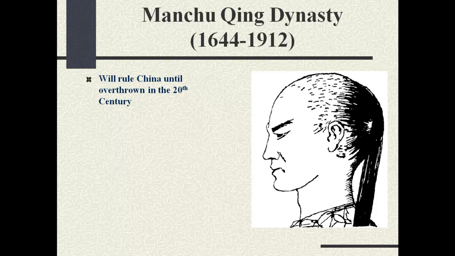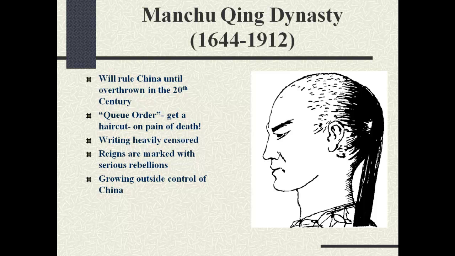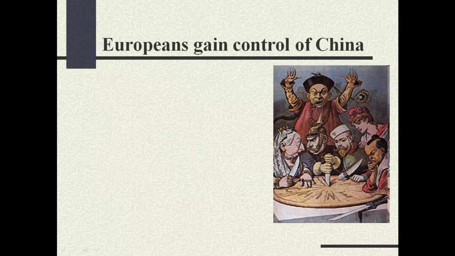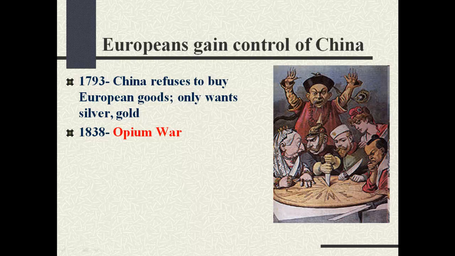They will rule China until overthrown in the 20th century. The Queue Order: you need to get a haircut on pain of death, and so you see this image to the right is the haircut the men in China are supposed to have. Writing is heavily censored, so during this time period you can't write whatever you want or express your thoughts. The reigns are marked with serious rebellions, growing outside control of China, and Europeans gain control of China during this period. In 1793, China refuses to buy European goods. They only want silver and gold. In 1838, we have the Opium War.